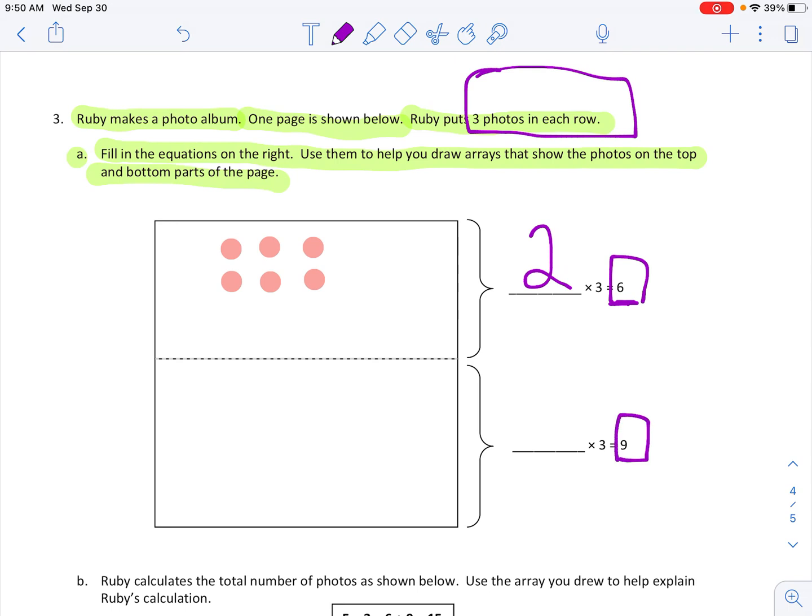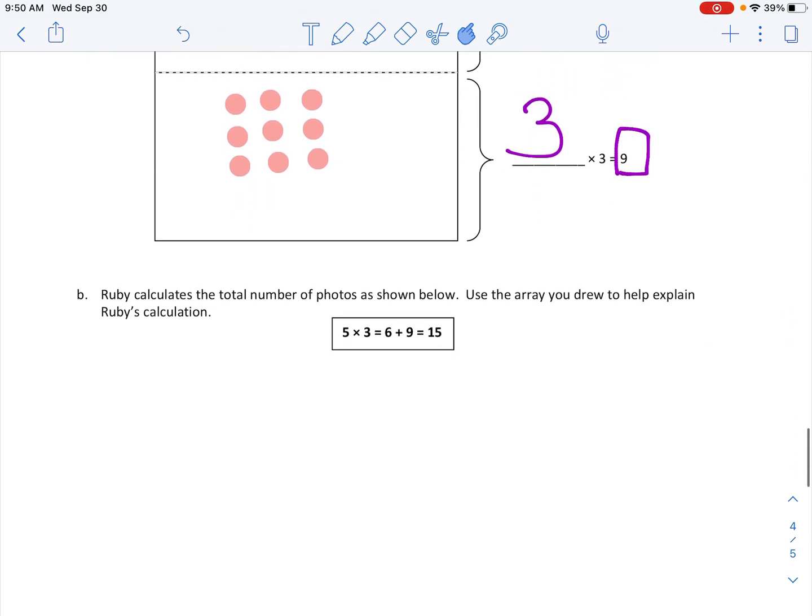On the bottom of Ruby's scrapbook page, she's going to put a total of 9 pictures in rows of 3. 1, 2, 3, 4, 5, 6, 7, 8, 9. That multiplication sentence is 3 rows of 3, where 3 times 3 equals 9. All right, last problem. Ruby calculates the total number of photos as shown below. Use the array you drew to help explain Ruby's calculation. So she says 5 times 3 is the same thing as 6 plus 9, which equals 15.